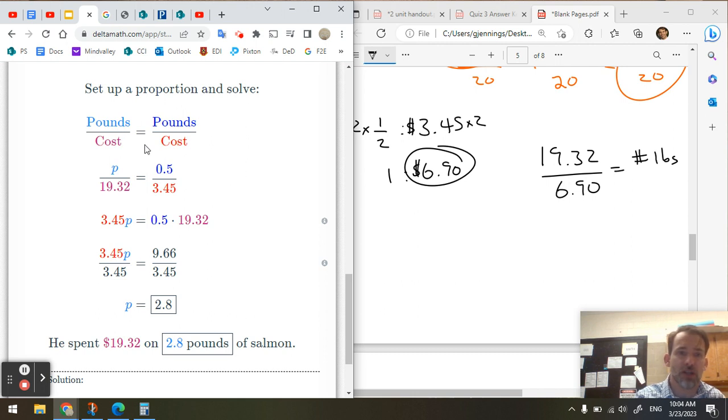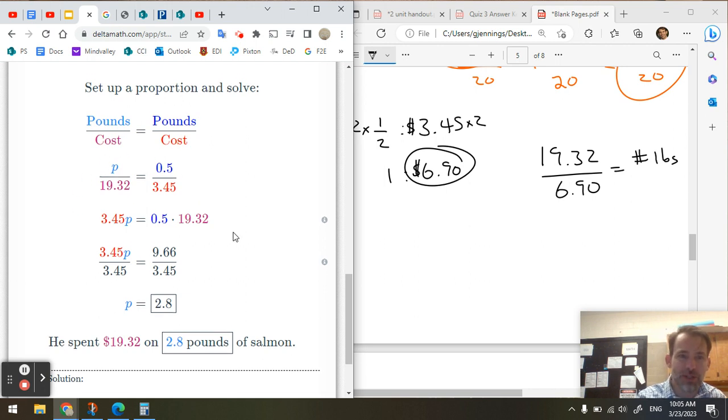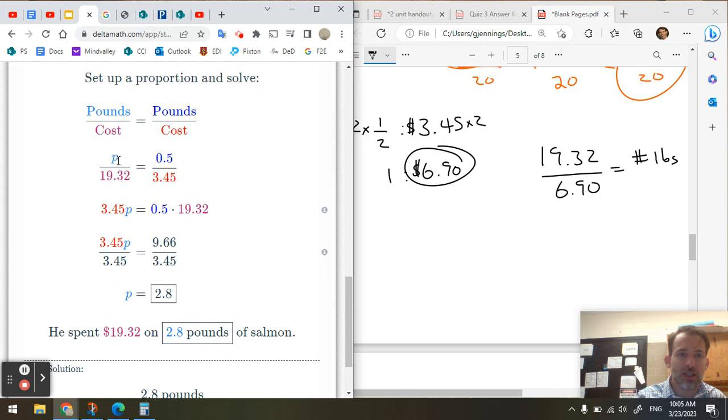Set up the proportions and solve. Pounds over cost is pounds over cost. This is a cool way, and I'm going to teach you that later. You can see she bought some number of pounds and it cost that much money. Half a pound costs this much money, and these two ratios will be the same. So if you multiply both sides by 19.32, you'll clear this fraction and move it over there.